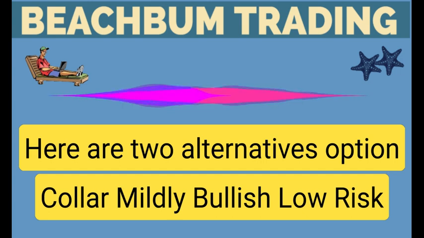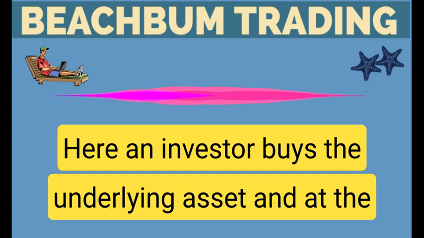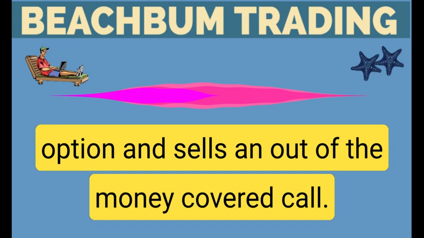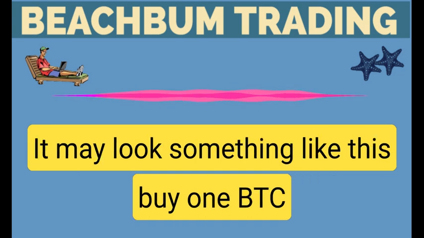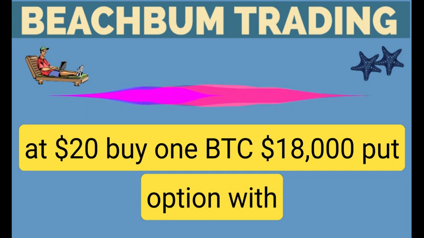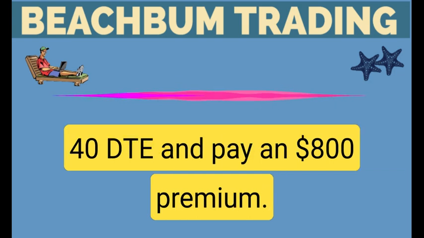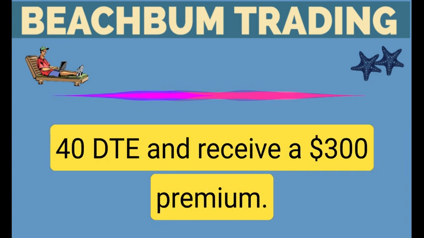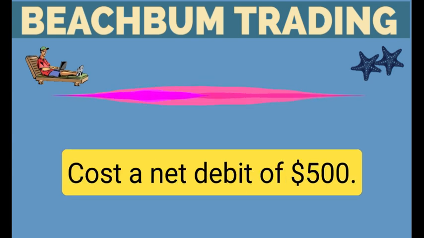Here are two alternatives. Option collar, mildly bullish, low risk. Here an investor buys the underlying asset and, at the same time, buys a protective out-of-the-money put option and sells an out-of-the-money covered call. It may look something like this. Buy 1 BTC at $20,000. Buy 1 BTC $18,000 put option with 40 DTE and pay an $800 premium. Sell 1 BTC $25,000 call option with 40 DTE and receive a $300 premium. Cost: a net debit of $500.